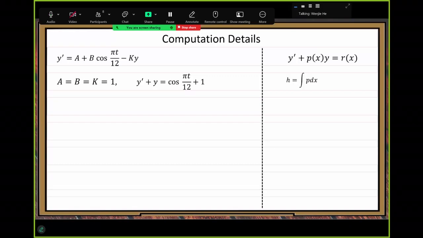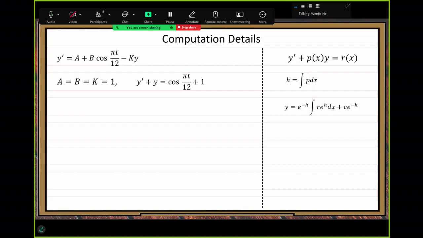Here in the H function, the P is 1, so the H function should be very simple, right? After you find the H function, then you can write the Y function in this form. The R function, this is the R function. So let me just write a few steps.